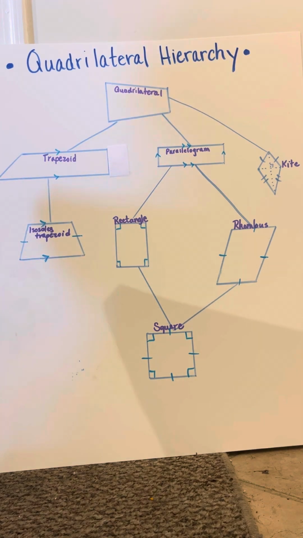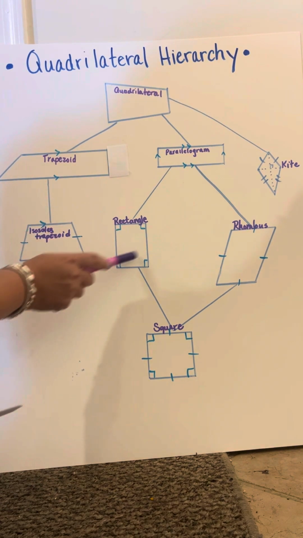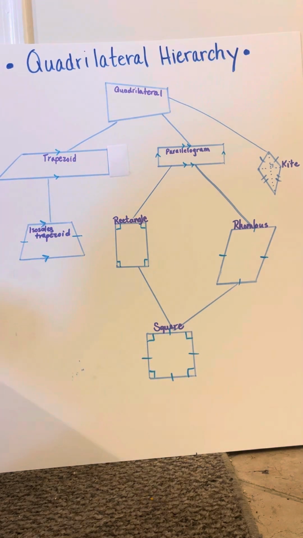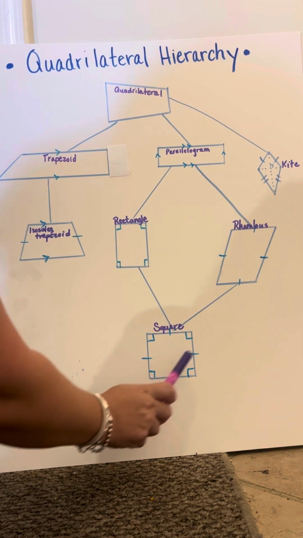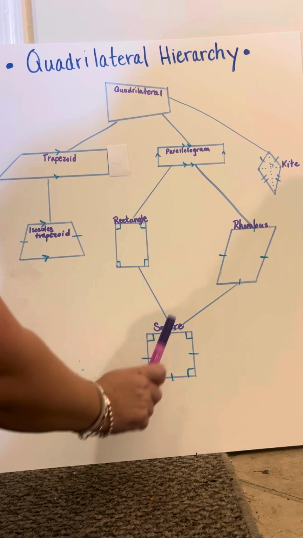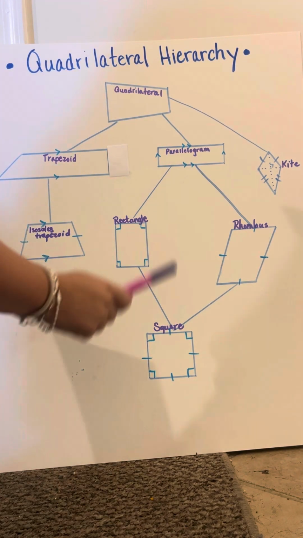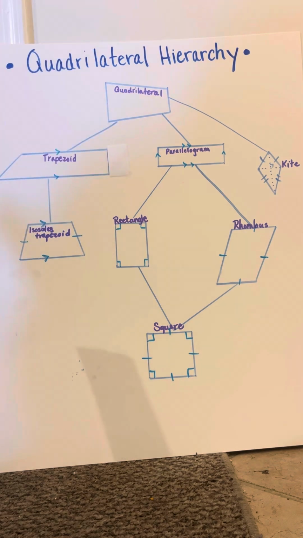And the question is, are all squares rectangles? Because when we were growing up, going through elementary school, we learned that a rectangle is different than a square. A rectangle has two long sides and two short sides, and a square has four equal sides. That's what we learned when we were younger. Now we're learning that a square is a rectangle because it has four right angles and four congruent sides. So yes, all squares are rectangles and rhombuses.